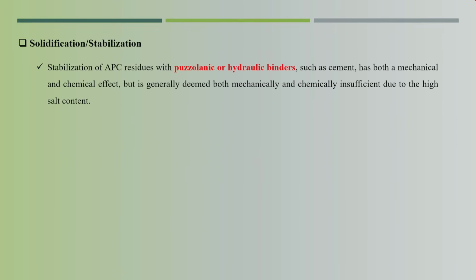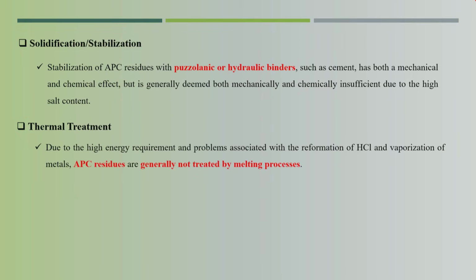Next is the solidification or stabilization. So, stabilization of APC residue with hydraulic binder such as cement could be possible in a similar way as for bottom ash. For thermal treatment, due to the high energy requirement and problems associated with the reformation of HCl and vaporization of metal, APC residue is generally not treated by the melting process. Okay. Because bottom ash will have a large amount of combustible matter, that can be used for the thermal treatment, but normally air pollution control residue will not be possible to treat by thermal treatment.